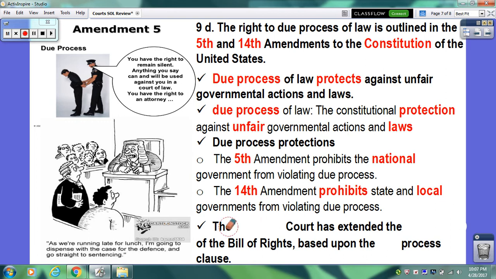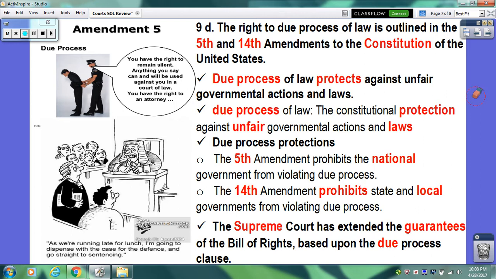The last point here is that the Supreme Court has extended the guarantees of the Bill of Rights based on the Due Process Clause. So the Supreme Court will make sure that everything is honored on both the federal and state level, to make sure that you are fairly and justly treated through the court of law.